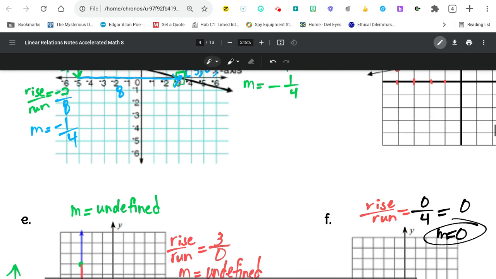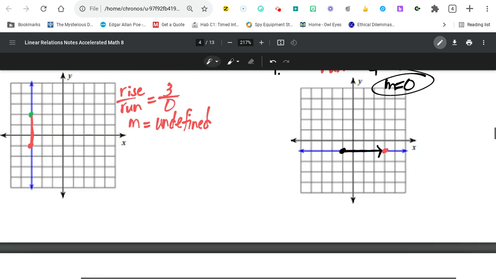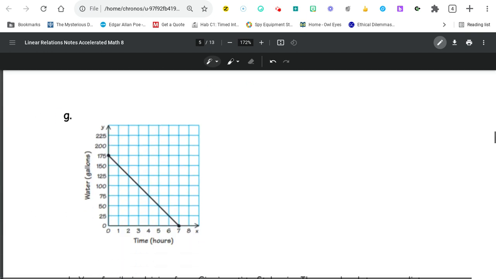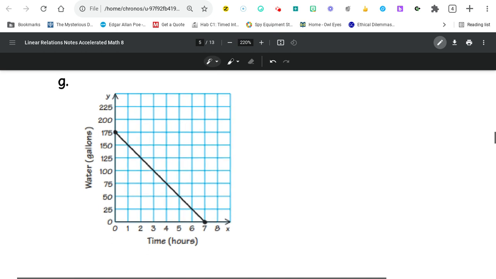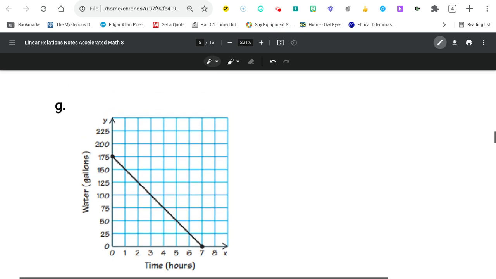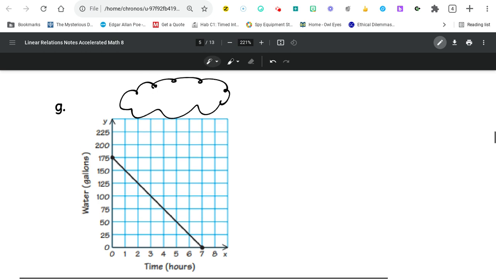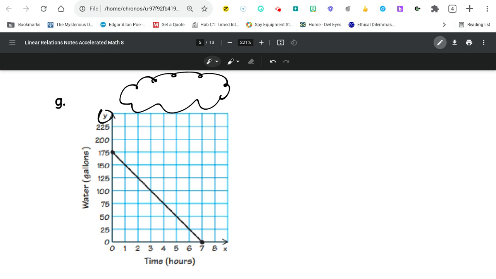Okay, let's go back to this. I want to do some real life problems. So just taking a look at G, I don't know what this graph represents. We don't have a title, but I do know on the y-axis we're talking about water in gallons, and on the x-axis, we're talking about time in hours.